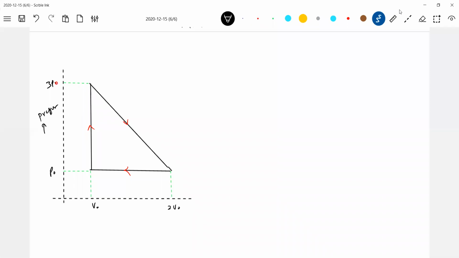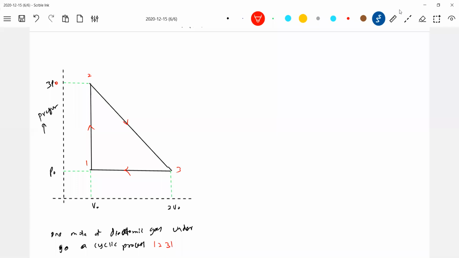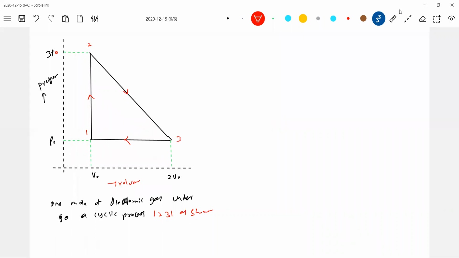So 1 mole of diatomic gas undergoes cyclic process 1, 2, 3, 1 as shown in the PV graph. Find the efficiency of the gas.